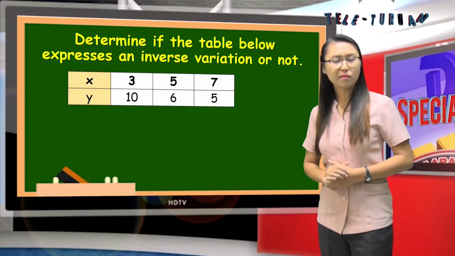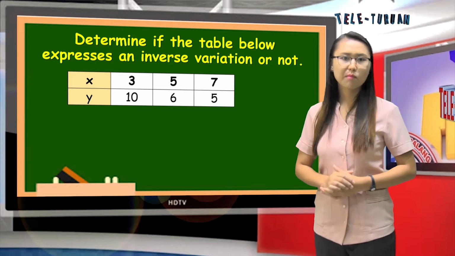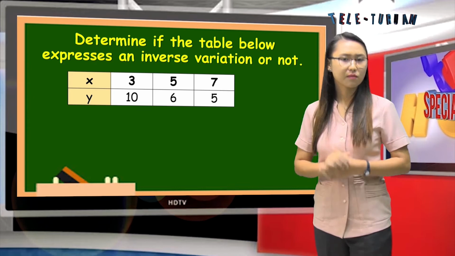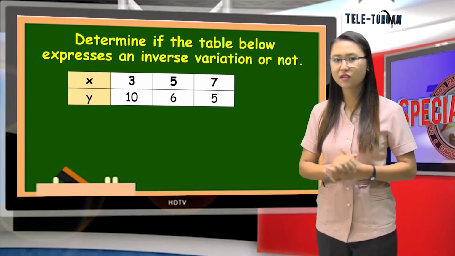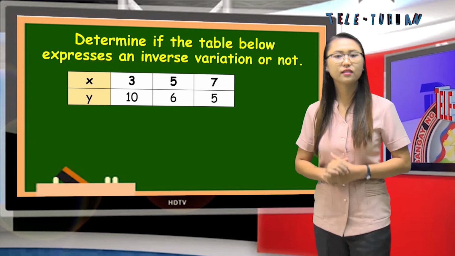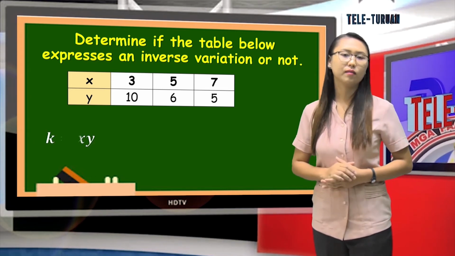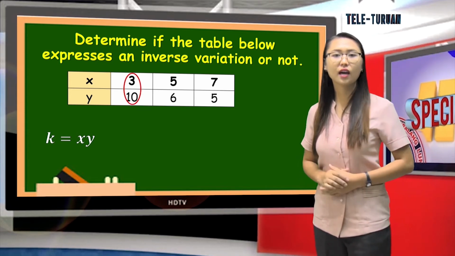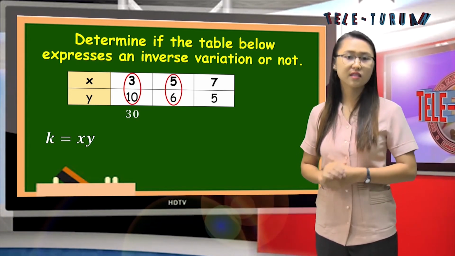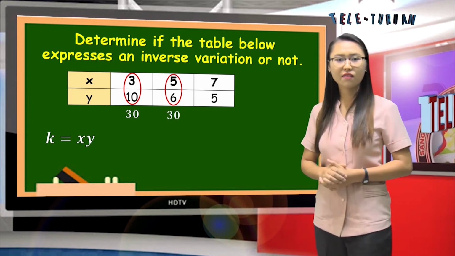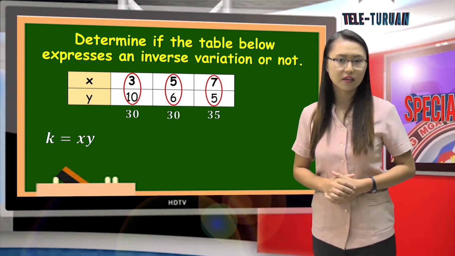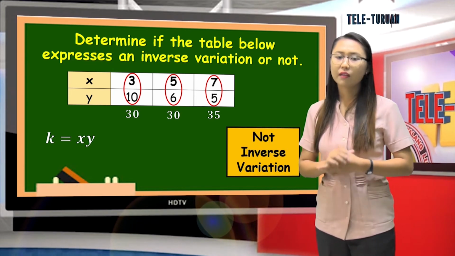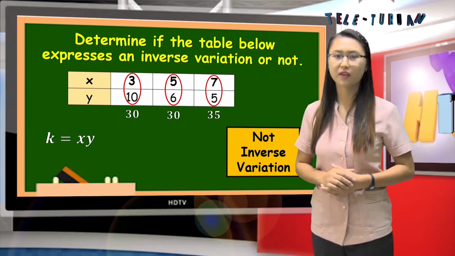Let us have another example. Let us determine if this table expresses an inverse variation or not. As we observe, as x increases, y decreases. Next, let us solve for k. K is equal to x times y. So we have 3 times 10 is 30, 5 times 6 is also 30, and 7 times 5 is 35. Since the products of the values of x and y are not the same, therefore, this is not an inverse variation.